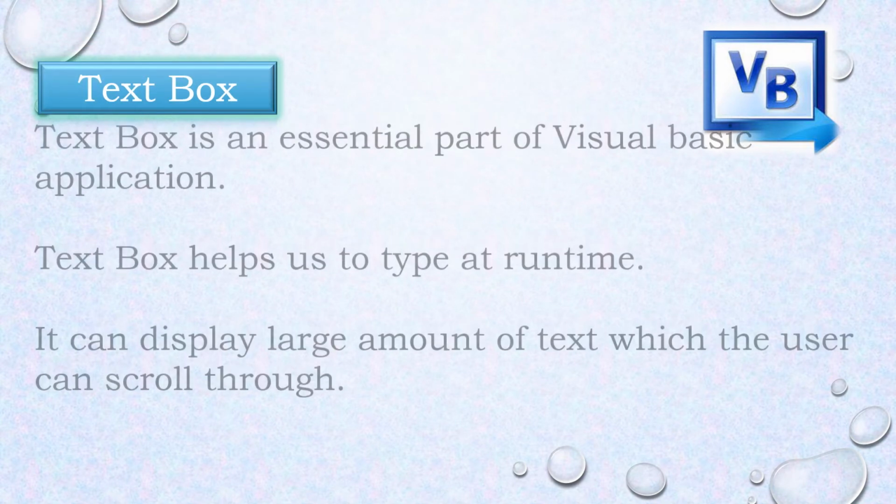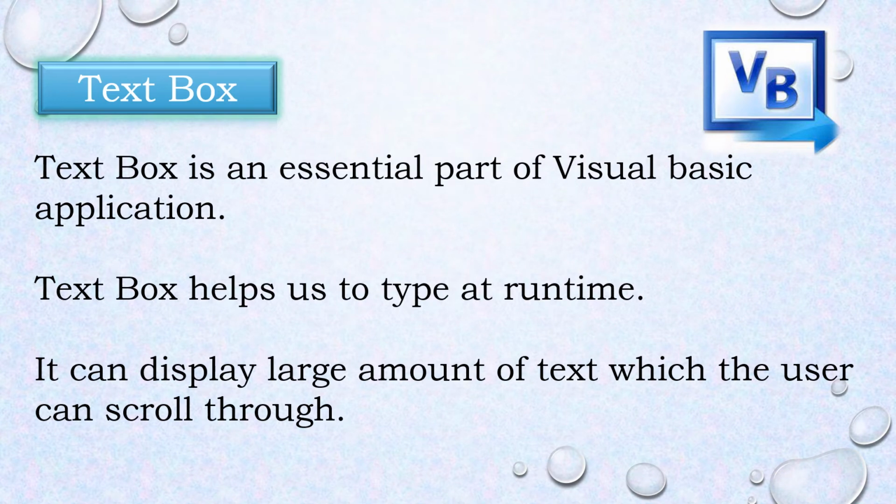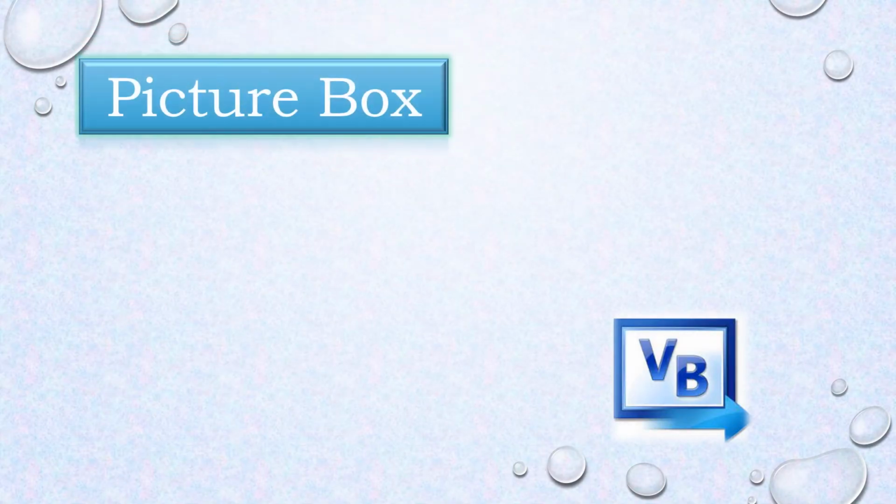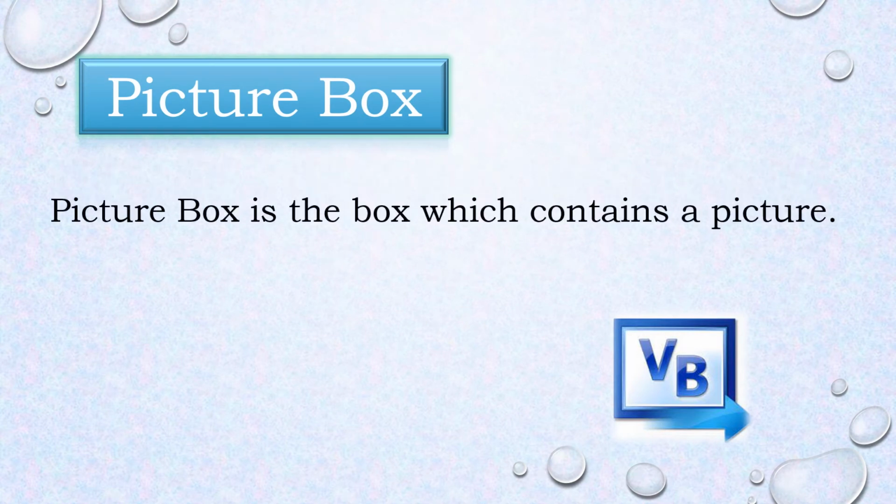Text box. Text box is an essential part of Visual Basic application. Text box helps us to type at runtime. It can display large amount of text which the user can scroll through. Picture box. Picture box is the box which contains a picture.